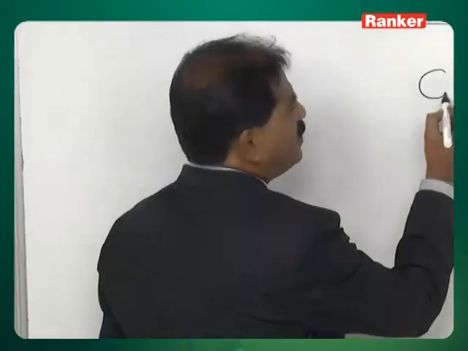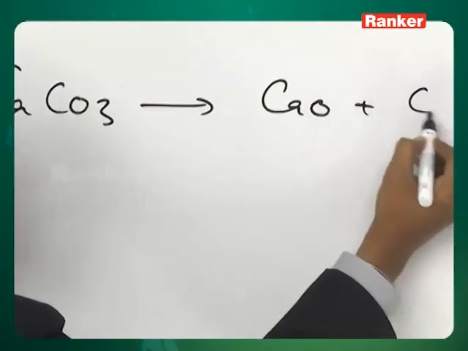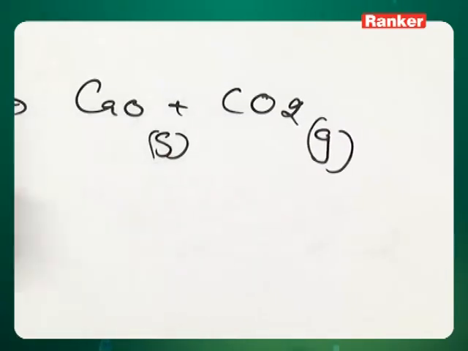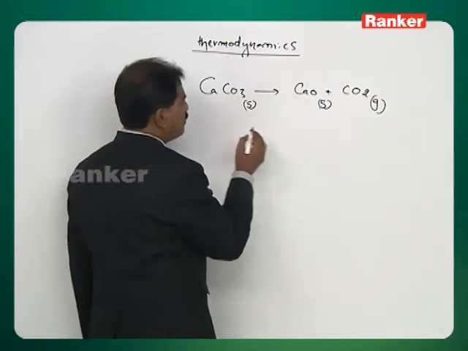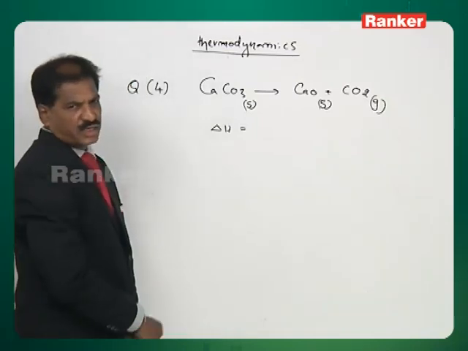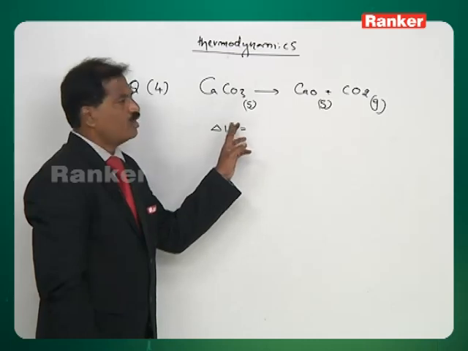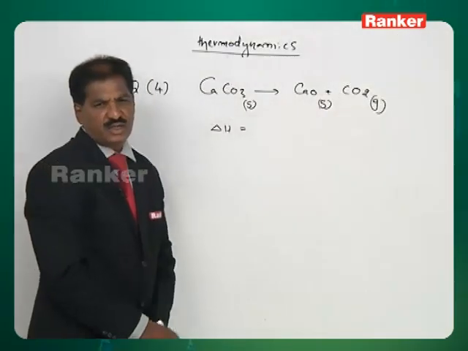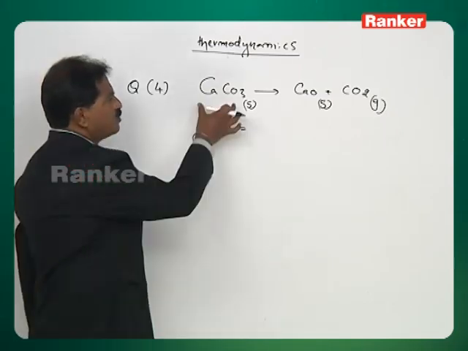So the reaction given is CaCO3 gives CaO plus CO2. CO2 is in the gas state, and CaO is in the solid state; CaCO3 is also in the solid state. For the whole reaction, the enthalpy change is given. For calcium oxide, the enthalpy of formation is given, and for carbon dioxide also the enthalpy of formation is given. Next, we want the enthalpy of formation of the CaCO3.